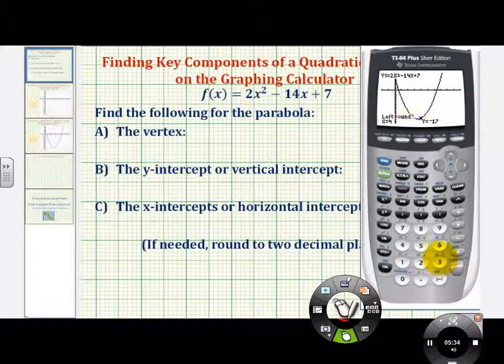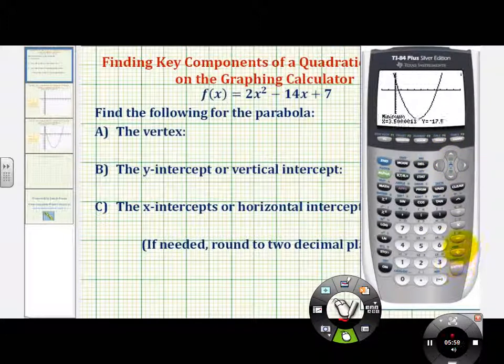So press 3. It's asking us for the left and right bound. So for the left bound, we want to be to the left of the vertex, so we'll arrow over to the left. Anywhere over here is fine. We'll press enter. Arrow over to the right when it says right bound. Maybe somewhere here. Press enter. When it says guess, we can just press enter again or move the cursor closer to the vertex.